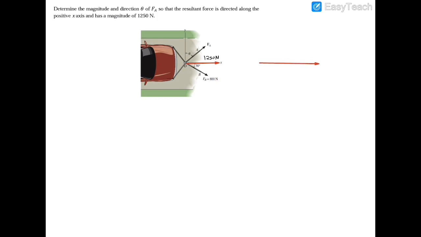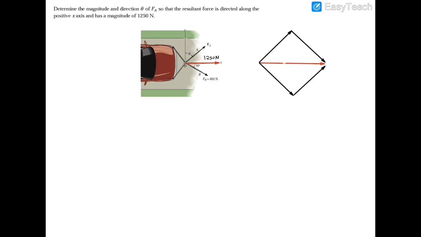So we have 1250 newtons horizontally, and then we have force FA, and that'll be as such, and force FB will be as such. And now we just close it up. So just repeat force FB just from your position, and then force FA as well. And there's our parallelogram. Now we just mark it up.